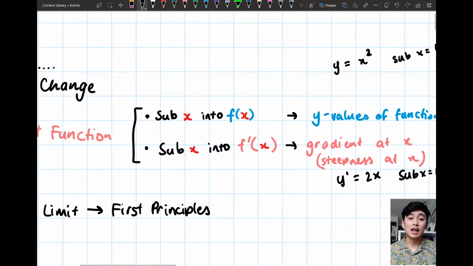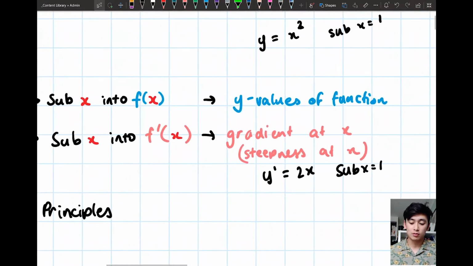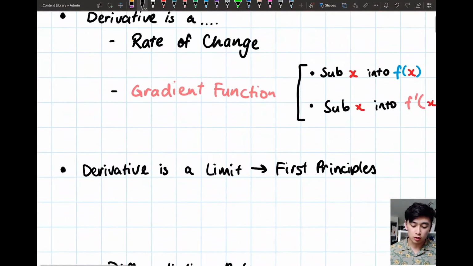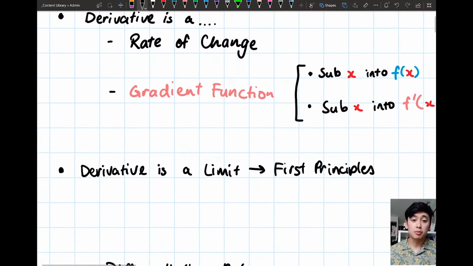So that's what we looked at in the last video, and we're going to actually apply this gradient function in this particular video. The second thing was we talked about the derivative as a limit, and we used the process of first principles by taking the limit of f of x plus h minus f of x, over h. So when we did that, we got the derivative, which came from that definition of us trying to get closer and closer to this particular point and get the gradient at that point.